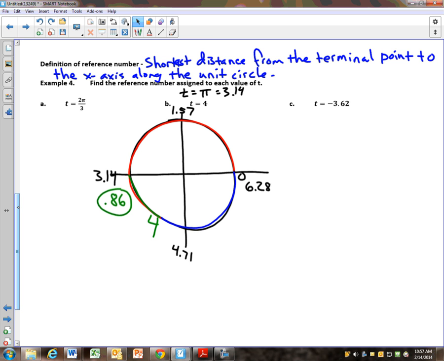Always travel to the x-axis, never to the y. Just like before you always drew your triangle to the x-axis, always travel the x-axis. Always. Okay, last one.